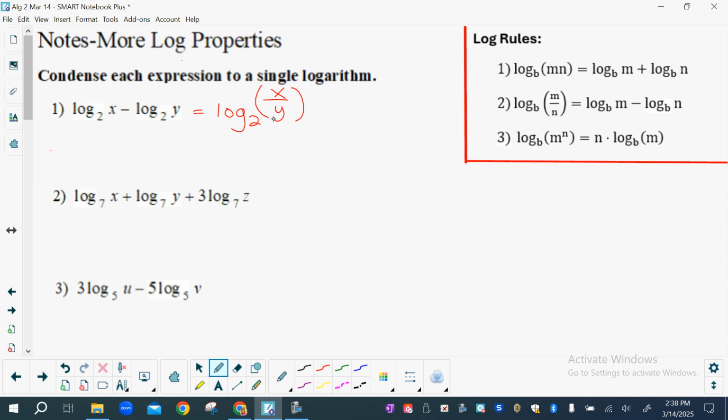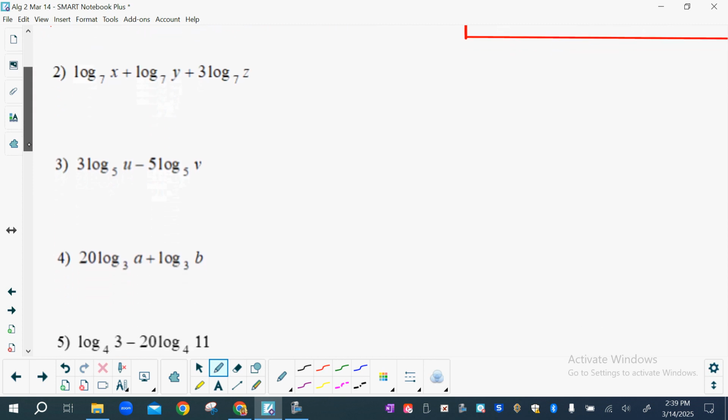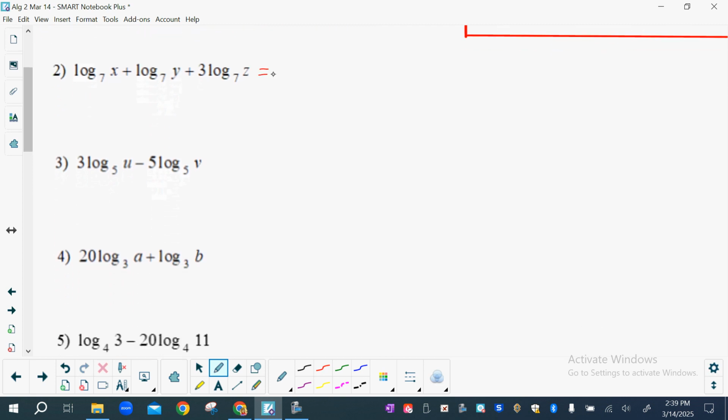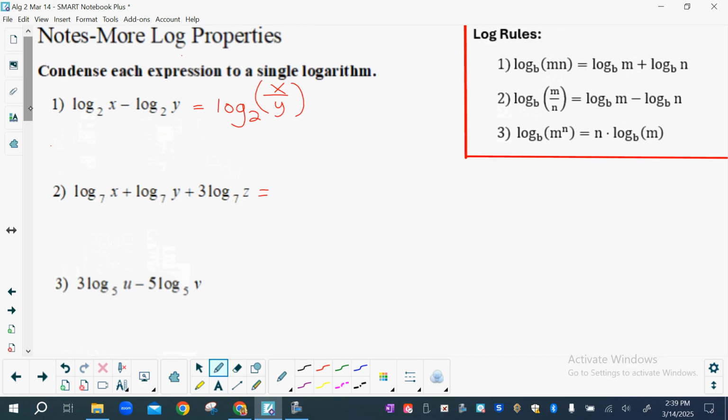No. Okay. So now on number 2, we have a problem. What is the problem on this one? Because we can't condense it yet. There's something we need to do with one of them first. You need to get rid of the log 3 log 7z. And do what with that? You can't get rid of it. So we need to use one of these properties to change it.